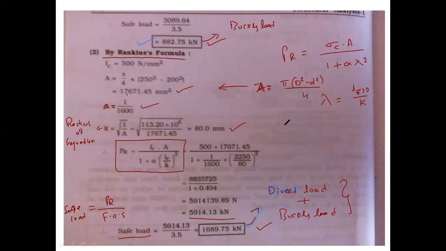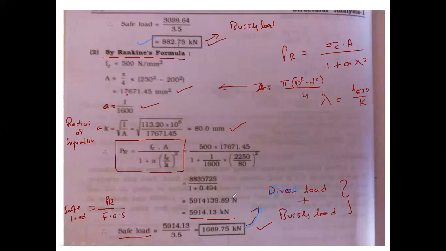Now you tell me which formula you recommend for designing your cast iron. Will you recommend Euler's formula or Rankine formula? Rankine, sir. Why Rankine? Because if you design your cast iron for 882 kilonewton and the load is more than this, it may fail. If you design your cast iron for 1,689.75 kilonewton, it will resist direct load plus buckling load. Rendiniki resistance untundi annamata. Understand?